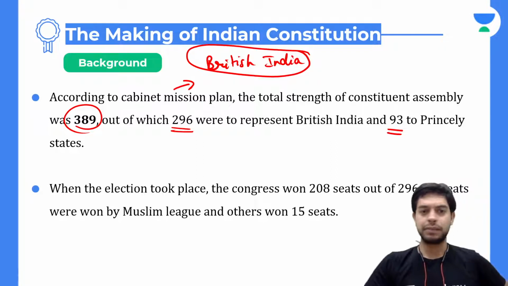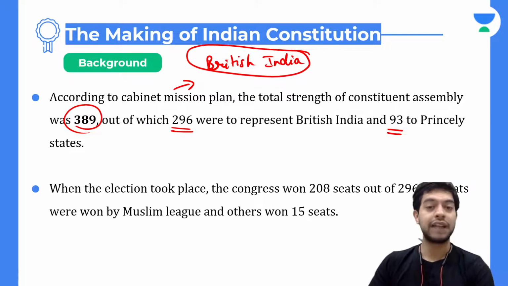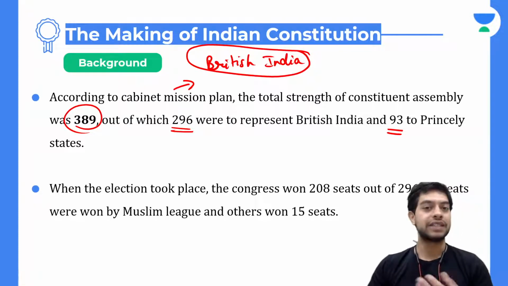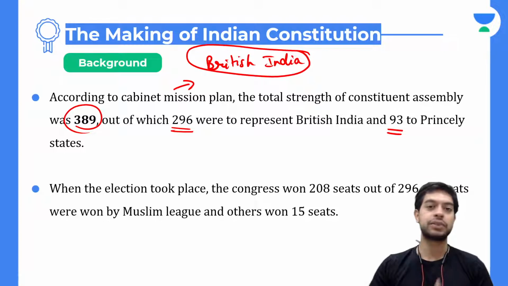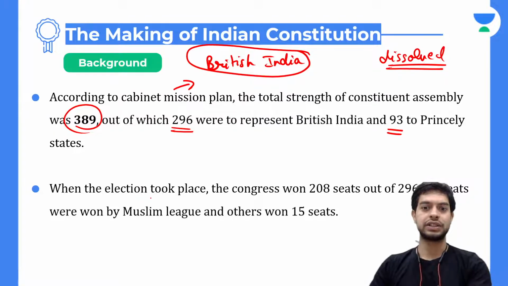So Constituent Assembly बनी Cabinet Mission Plan के अंडर. Constituent Assembly की first meeting भी हो गई. But then what happened? After the first and second meeting of the Constituent Assembly, partition riots broke out. And due to those partition riots, the Constituent Assembly was dissolved. And a new Constituent Assembly was made under Indian Independence Act. I'm going to discuss it in the coming session, not coming slides only, आज ही की class में.